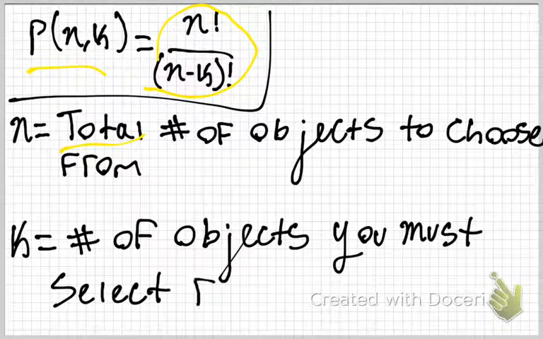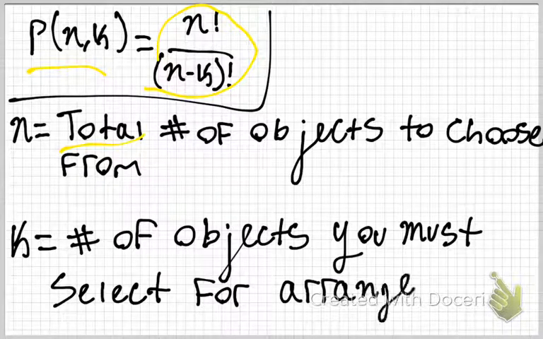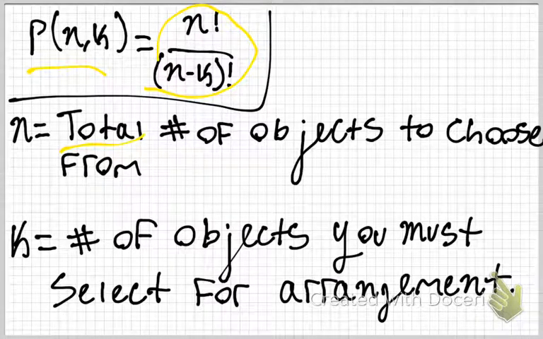All right. So if I told you that we had the letters A, B, C, D, and E, that's 5 letters, but we only had to choose 3. We have to find every permutation of 3 of those letters. N would be equal to 5. K would be equal to 3. Let's plug it into the formula to find the number of ways to permute that.